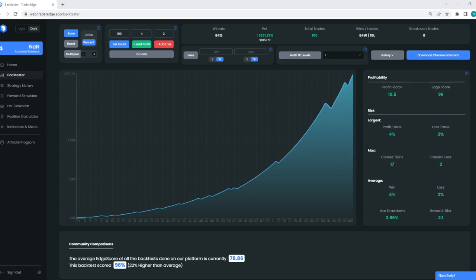So we had a maximum of 17 consecutive wins and only a maximum of 2 consecutive losses. And yeah, our maximum drawdown was 3.96%, which is actually good, to be honest, and our profit factor was 10.5.